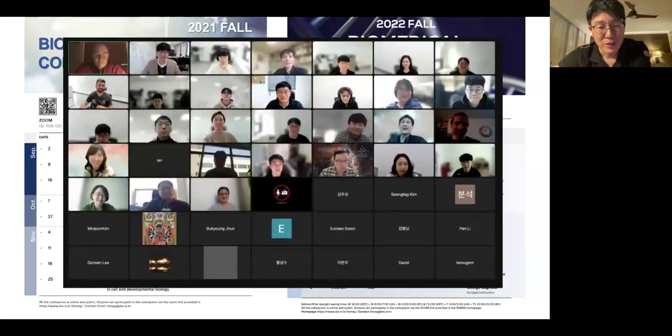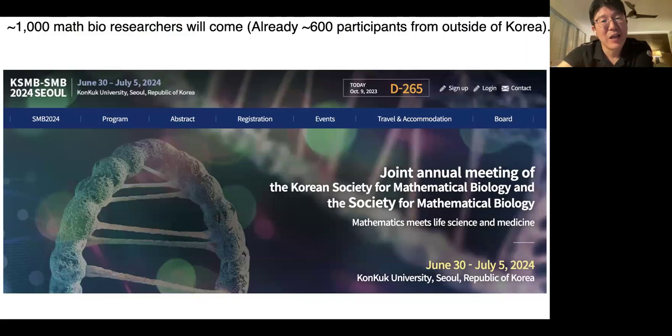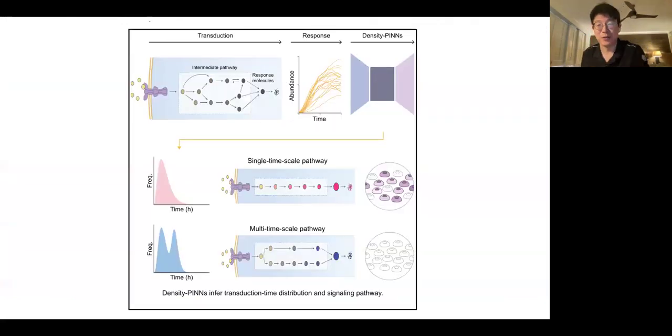Finally, this summer we have the International Society of Mathematical Biology meeting in Seoul. Already about 1,000 people have registered. So if you have an interest in quantitative biology, it would be great if you could come to this exciting event in Seoul, Korea. Thanks for your attention.